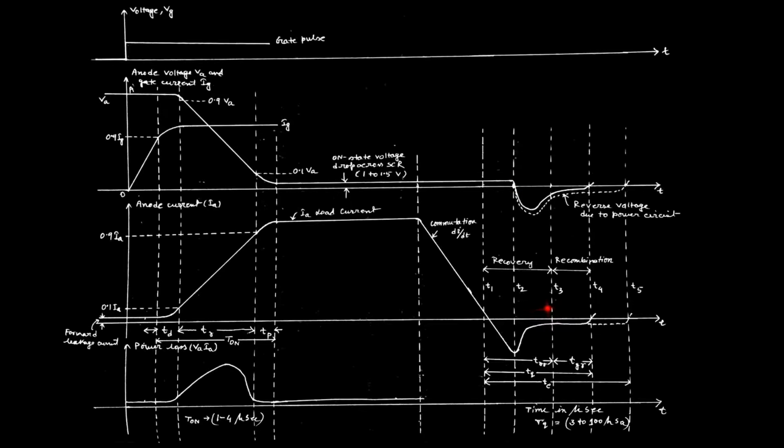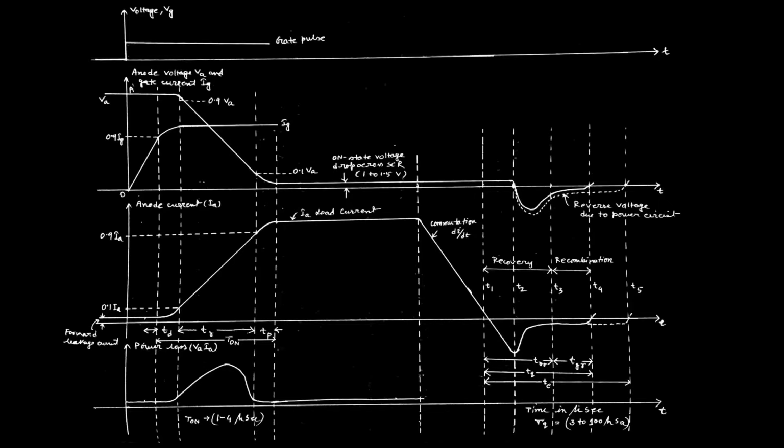What happened between this duration T2 to T3? That means when the 60% charges are sweeping out from the upper P and lower N region, as I discussed before, then automatically the depletion layer has formed across junction J1 and J3. That means the original anode current is opposed by these two depletion layers of the junctions.